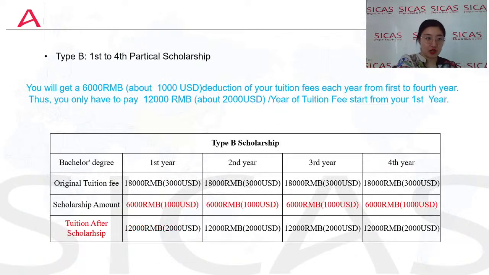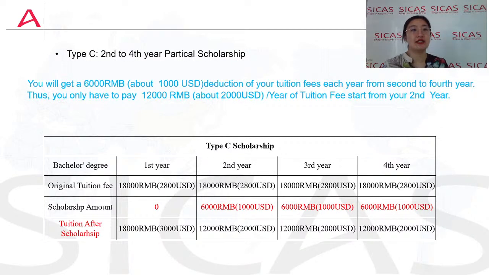And type B scholarship is the first to fourth year partial scholarship. So basically, you get a 6,000 RMB deduction of your tuition fees each year from first to fourth year. Thus, you only have to pay 20,000 RMB per year for tuition, starting from your first year. Let's see a breakdown from the first year to the fourth year. The original tuition fee is $3,000 all across, no question. The scholarship amount is 1,000 US dollars all across. And so what you have to pay is around 2,000 USD all across.